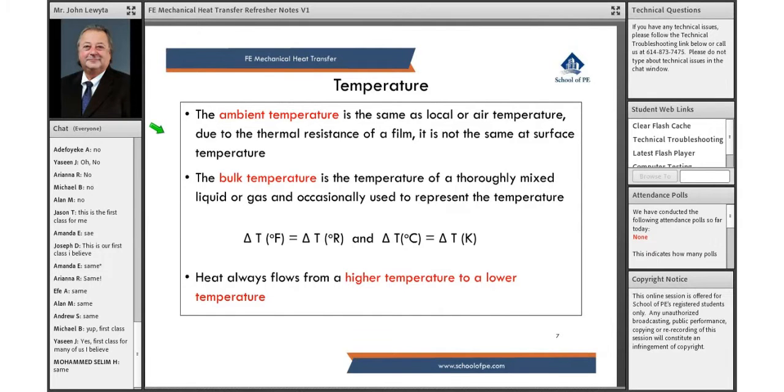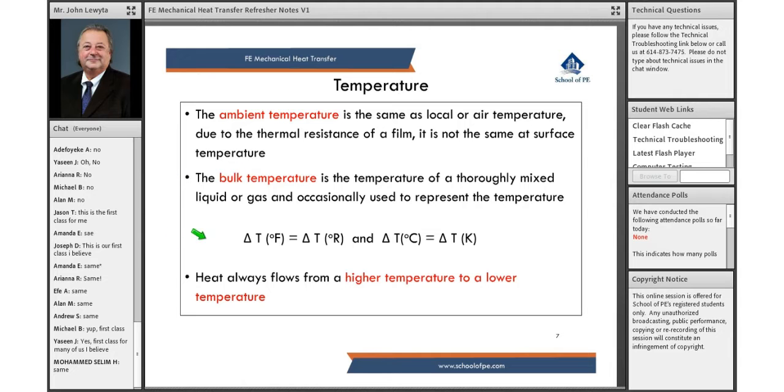A couple of things related to temperature: ambient temperature is basically the same as the local air temperature. It's not the surface temperature of the particular item that you're analyzing. Bulk temperature refers to when you have a thoroughly mixed liquid or gas, outside of what we're talking about in terms of convection and that type of thing.